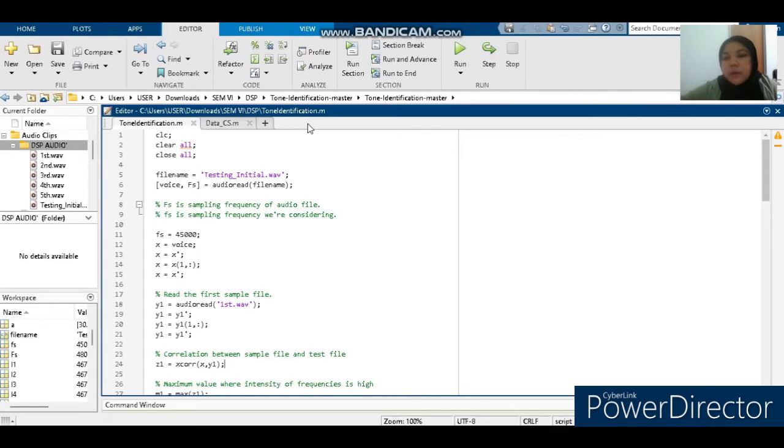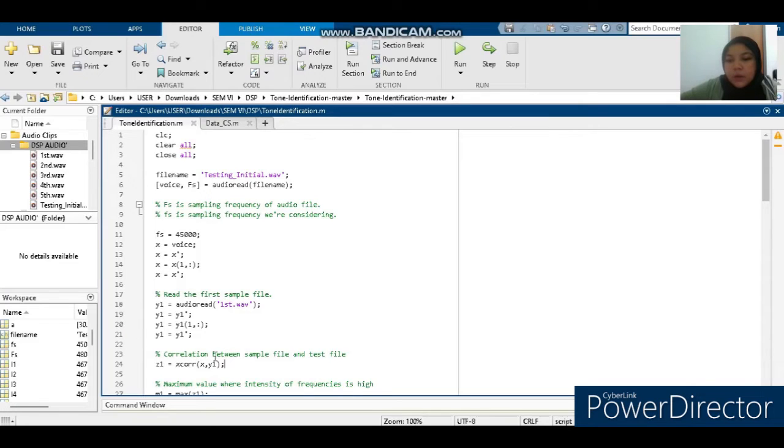So first we have the 6 files of audio. The testing initial is used as a test file, and it's also used as a sampling frequency. Then we will cross-correlate the testing initial audio file with the first to fifth file to get the cross-correlation.